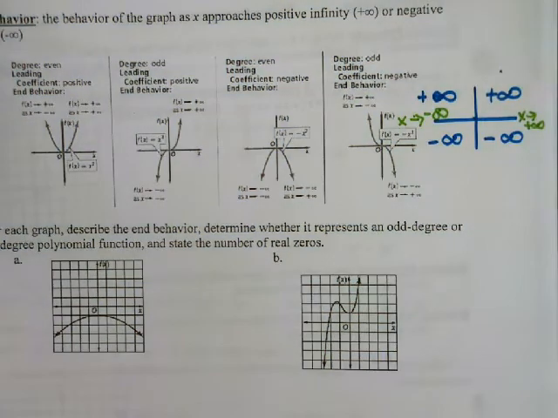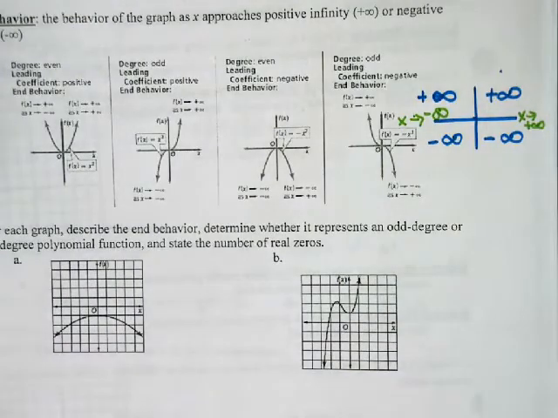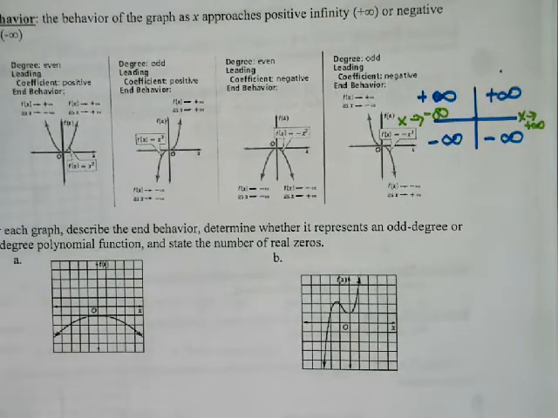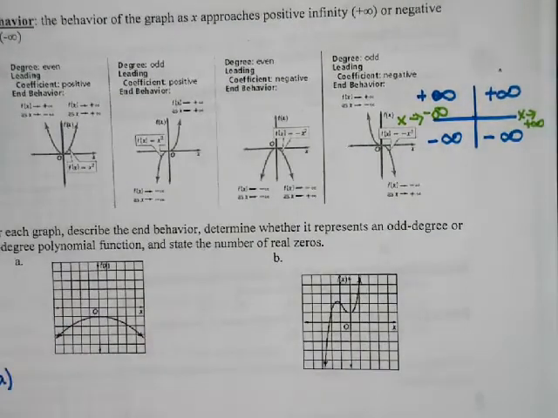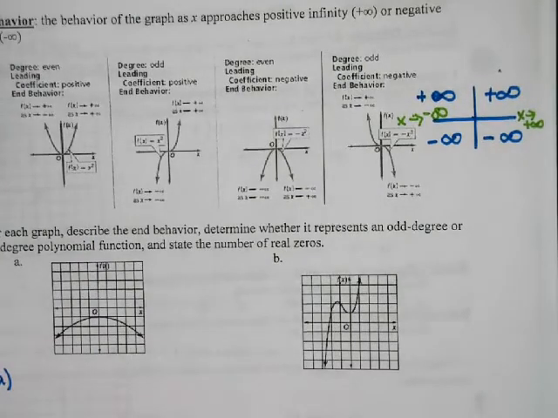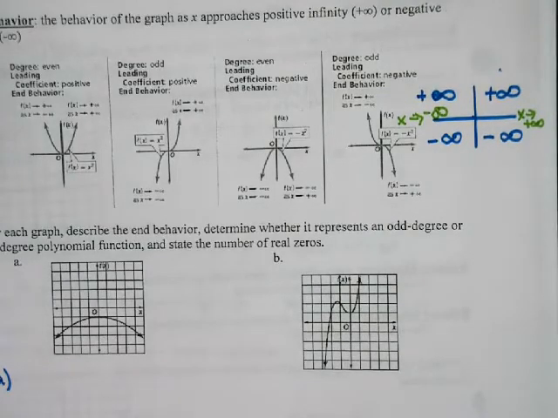That makes sense? All right. Like I said, it follows a formula, and you just have to fill in the pluses or the minuses, okay? So, number 5 here says, for each graph, describe the end behavior, determine whether it represents an odd degree or an even degree polynomial, and then state the number of real zeros. So how many times it crosses the x-axis.